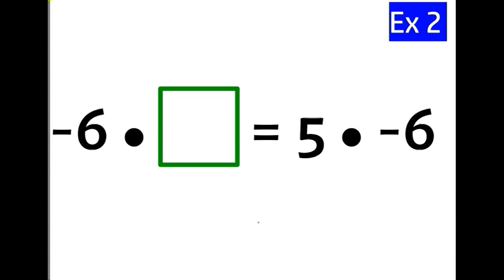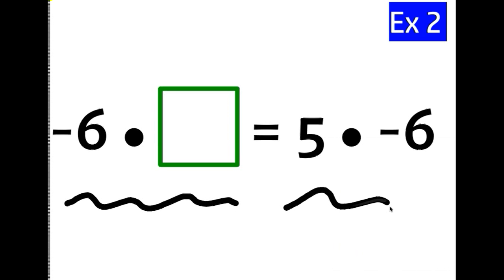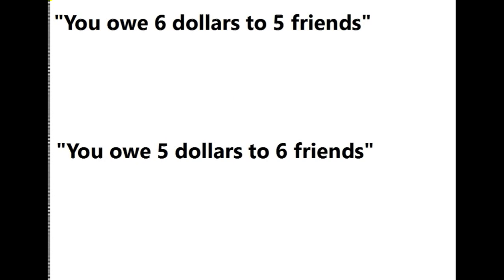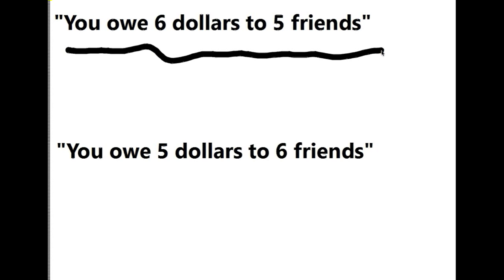For this next example, we're going to look at negative numbers. Negative 6 times what is equal to 5 times negative 6. And I went ahead and thought of a little practical example. Let's say you owe $6 to 5 friends. Okay, so you have 5 different friends and you owe $6 to each of them. How much money do you owe total?